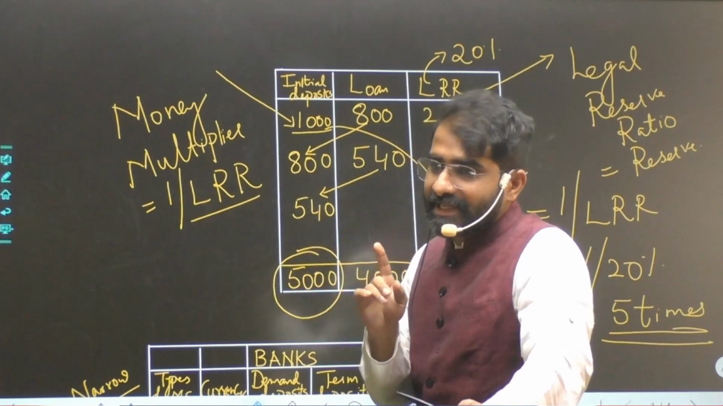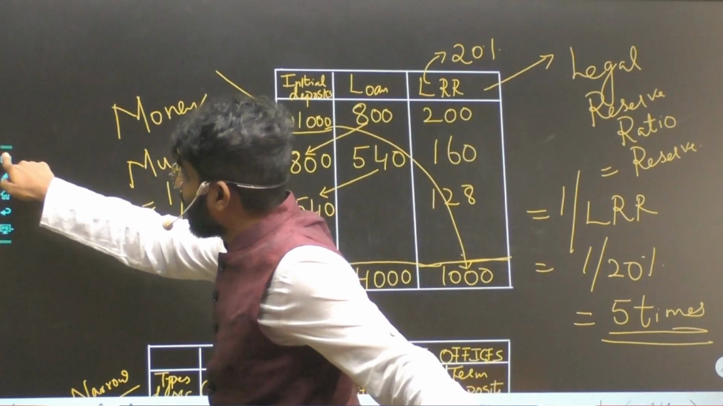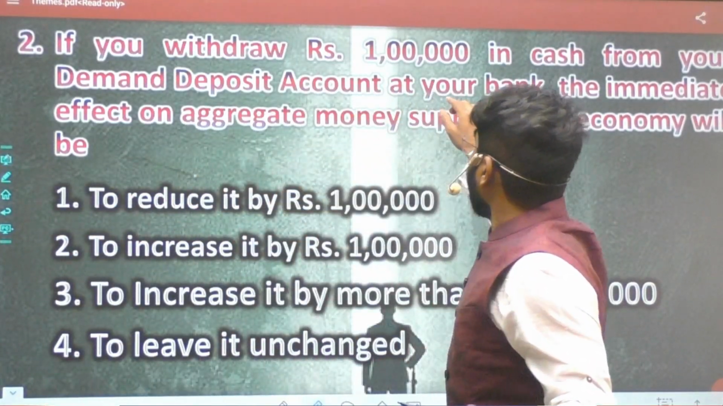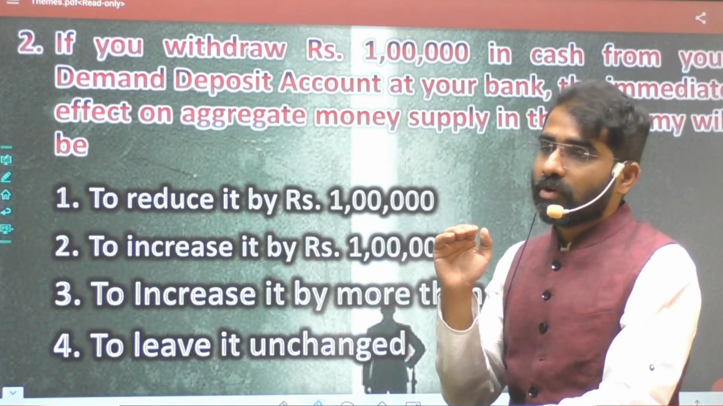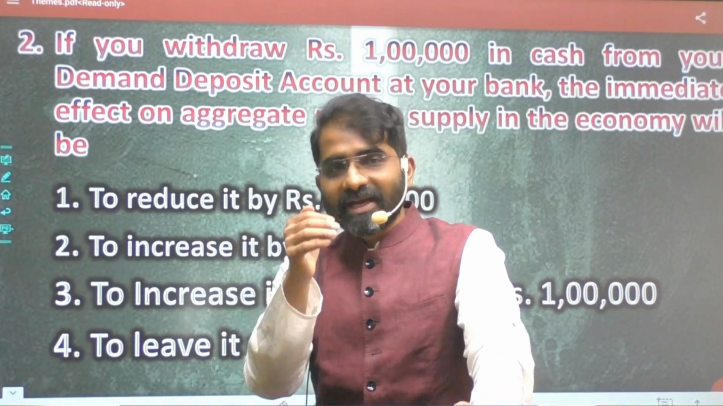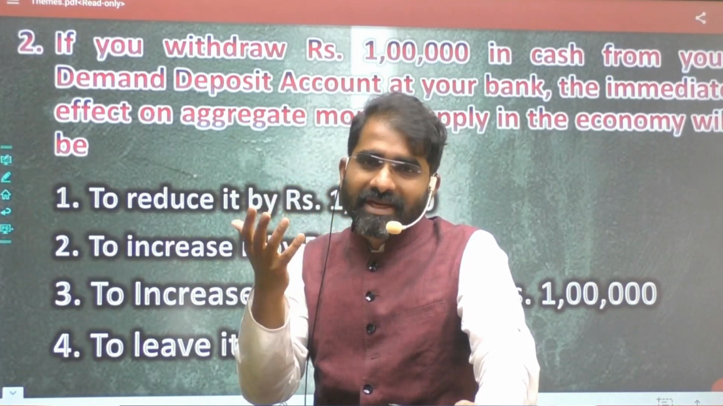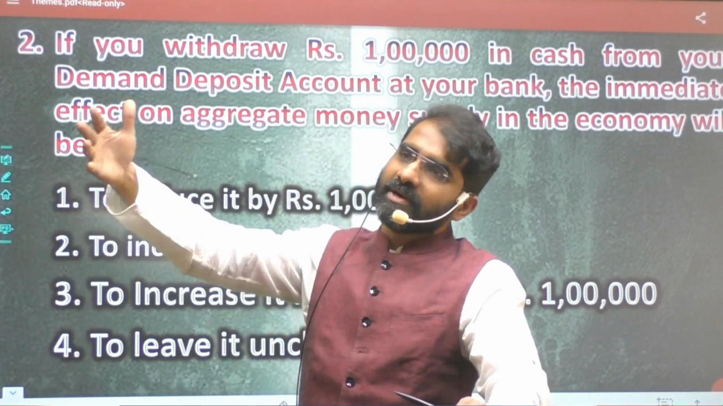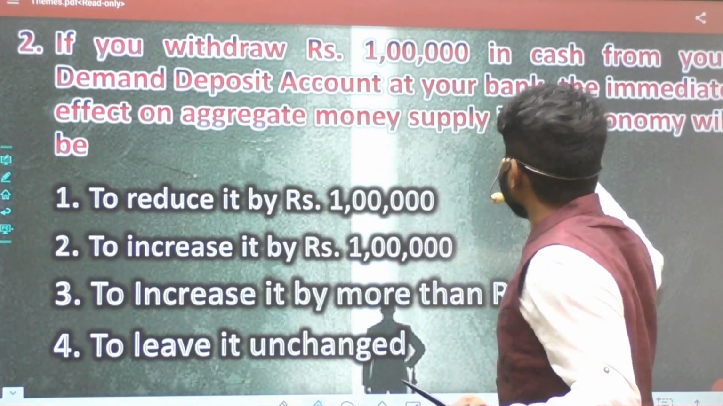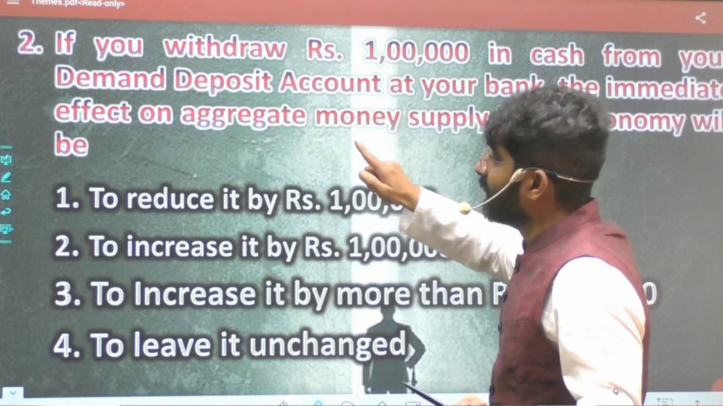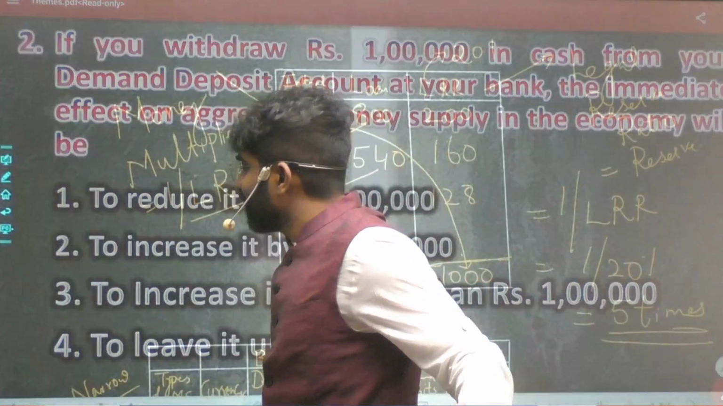But what you should understand here is that the question asks about the immediate effect on the aggregate money supply. There is not much impact on the money supply immediately. Over a period of time, yes, the money supply will decrease if you are removing it, but the immediate effect will be no change. So why is there no change immediately?